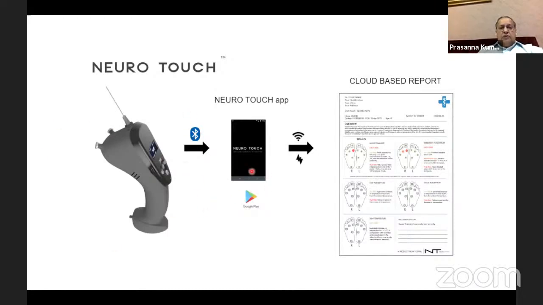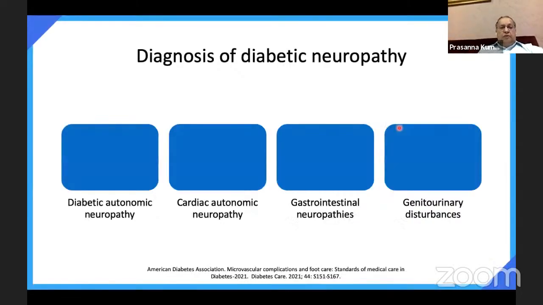This is an apparatus where you can see whether it is touch, vibration, heat or cold. All these sensations can be measured with this equipment, and you can see the monofilament attached to it. It has monofilament, temperature, vibration, and touch sensation. So all of them can be done, and this is how you can get it. It is cloud-based and can be transmitted to an EMR or to the patient's mobile phone also.